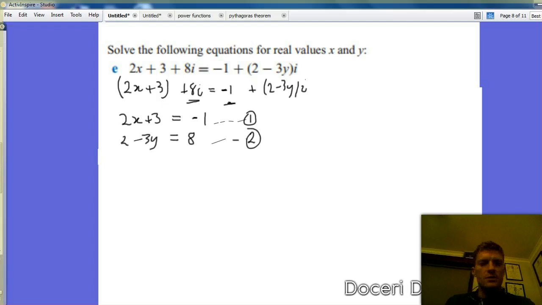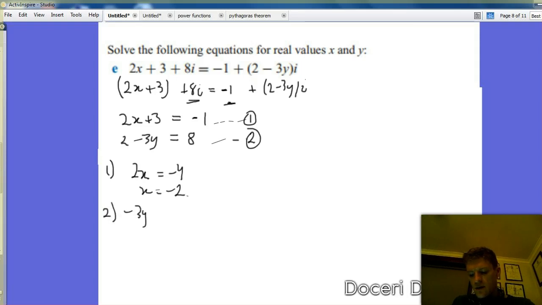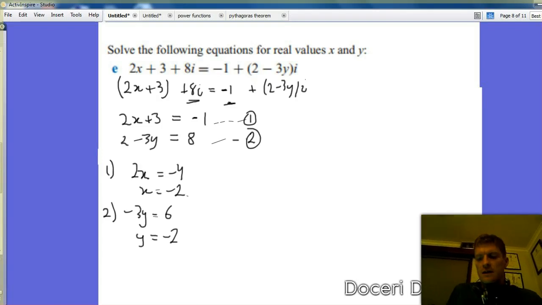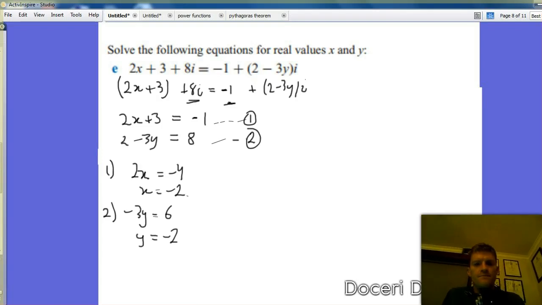Now to work out what x and y is, we've got two linear equations that we are going to solve. So from the first equation, our 2x is equal to negative 4, x is equal to negative 2. And the second equation, we've got negative 3y is equal to 6, and y will equal negative 2. And we've determined our values for x and y.